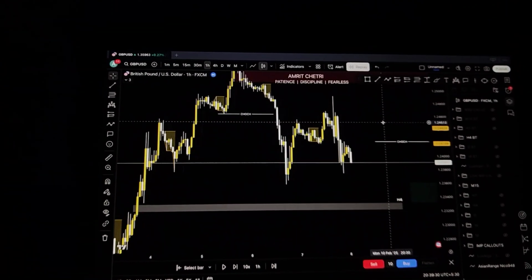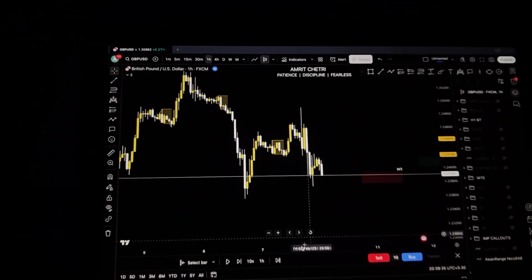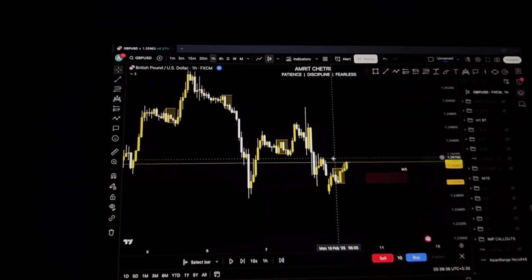That's how we trade, simple as that. No need to overcomplicate things. Trade according to how you understand the markets. Don't try to overcomplicate things.